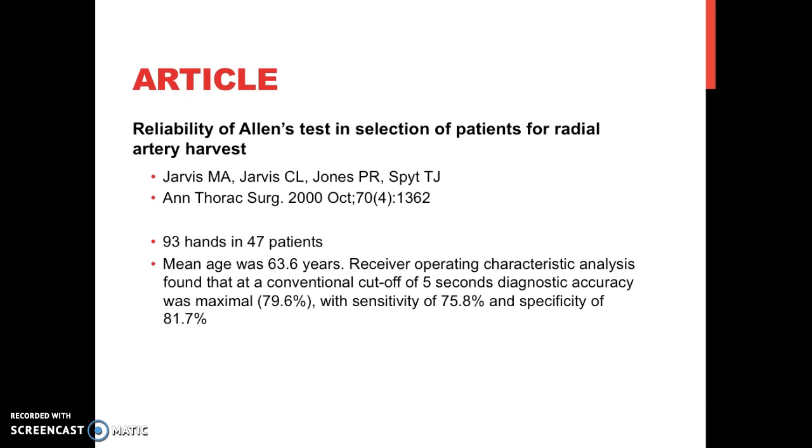Here's an article that I went over. It goes over the reliability of Allen's test in selection of patients for radial artery harvest by Jarvis M.A., Jarvis C.L., Jones, and Spite. It's from the Annals of Thoracic Surgery. They had 93 hands in 47 patients. I'm not sure what happened to that last hand there. The mean age was 63.6 years. The receiver operating characteristic analysis found that a conventional cutoff of 5 seconds, which is what we're using, diagnostic accuracy was the maximal 79.6% with this test. The sensitivity was 75.8 and the specificity was 81.7.